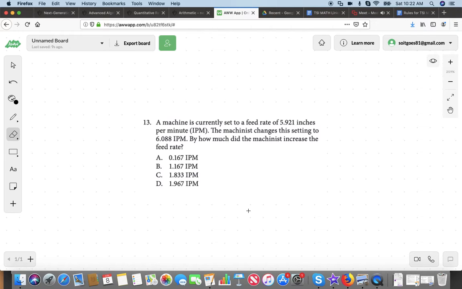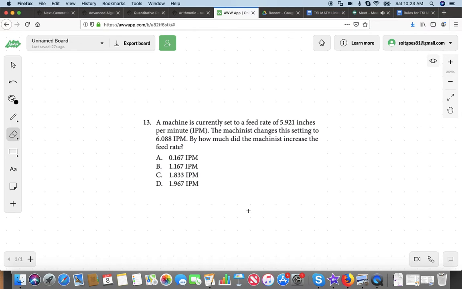A machine is currently set to a feed rate of 5.921 inches per minute. The machinist changes this setting to 6.088 IPM. By how much did the machinist increase the feed rate? Before you start freaking out about math and operations, let's think about this one just logically.